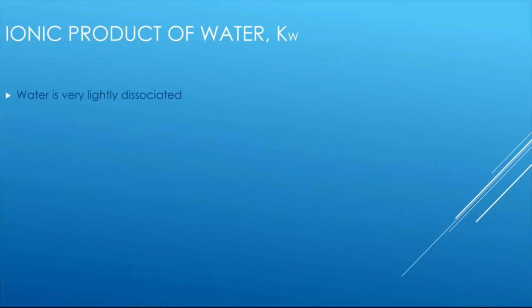You need to know that water is very lightly dissociated. So if you're talking about a glass of water, it won't just have H2O in it, it will also have H plus and OH minus. The water would have dissociated into that H plus and OH minus. See how both of them form a water molecule. But this is just in very tiny numbers.